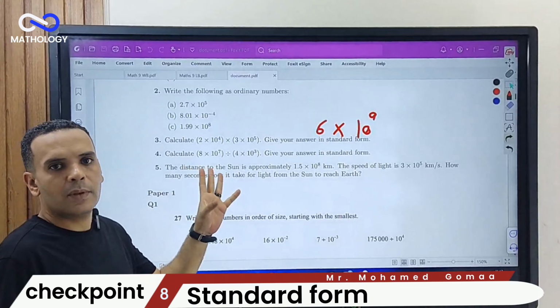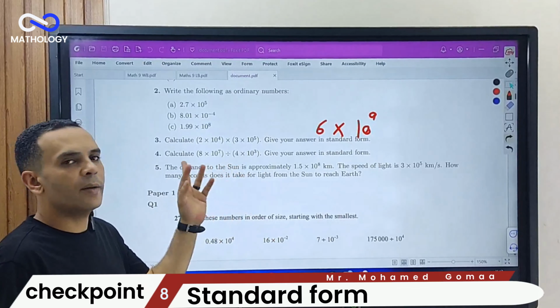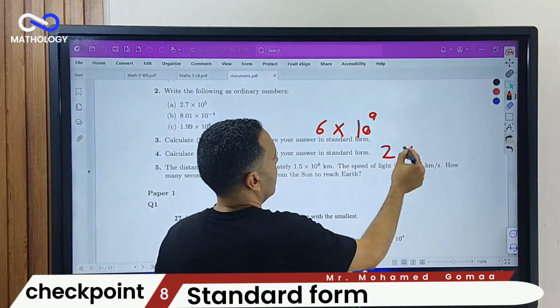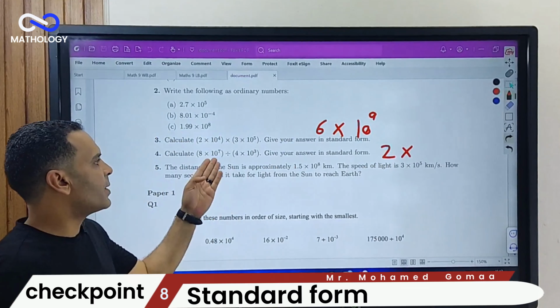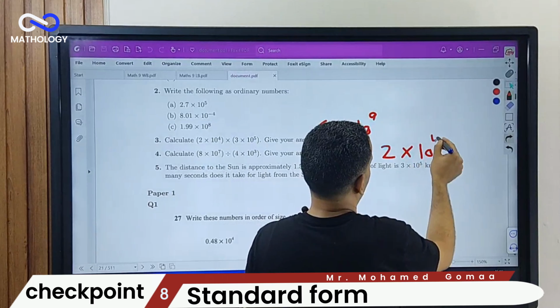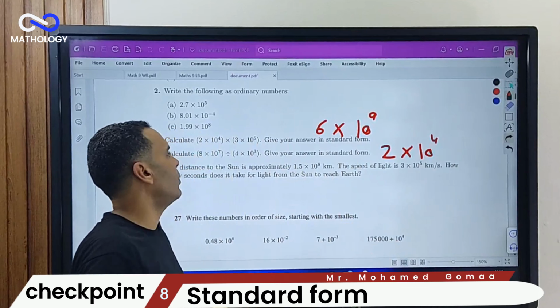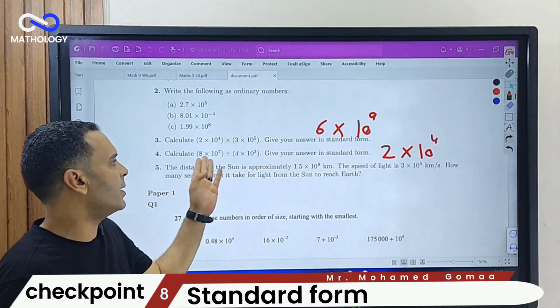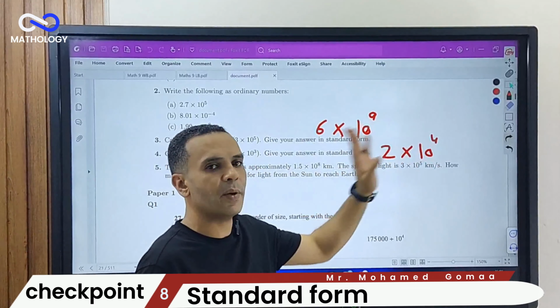The same when you divide. Divide the whole numbers. 8 divided by 4, it will be 2. Then divide 10 power 7 divided by 10 power 3, which equals 10 power 4. When multiplying like pieces, we add their powers. When dividing like pieces, we subtract their powers.